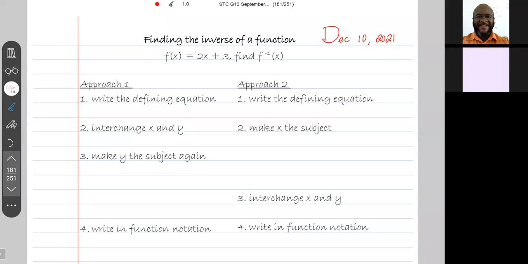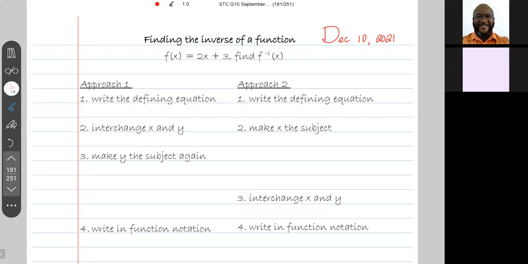All right, so finding the inverse of a function. Here we have a function f of x is equal to 2x plus 3. And what we're going to do is find the inverse of this function. We're going to look at several different types of function so as to ensure that we're able to do this whenever we are called upon to do it.